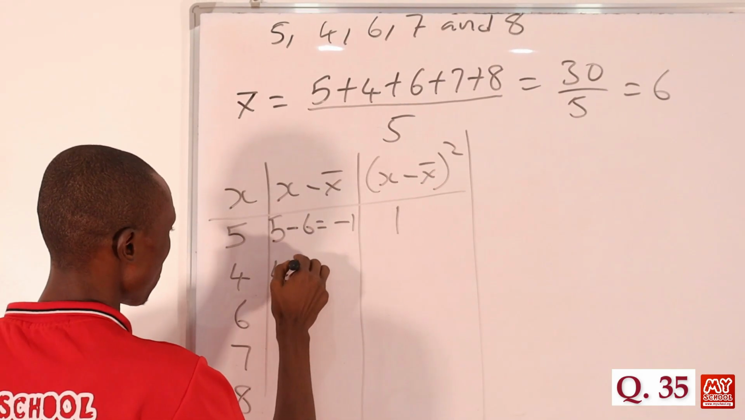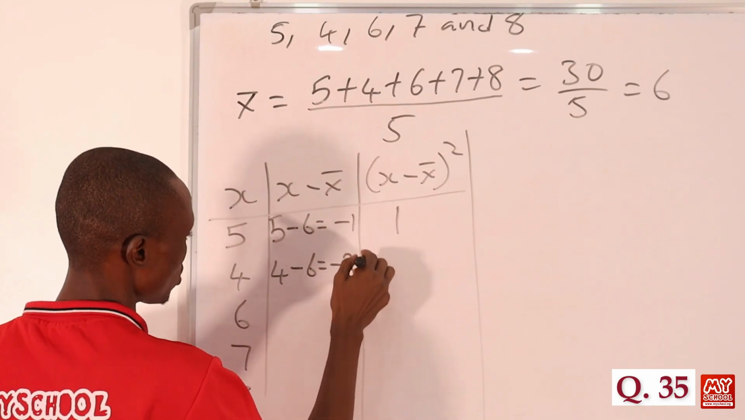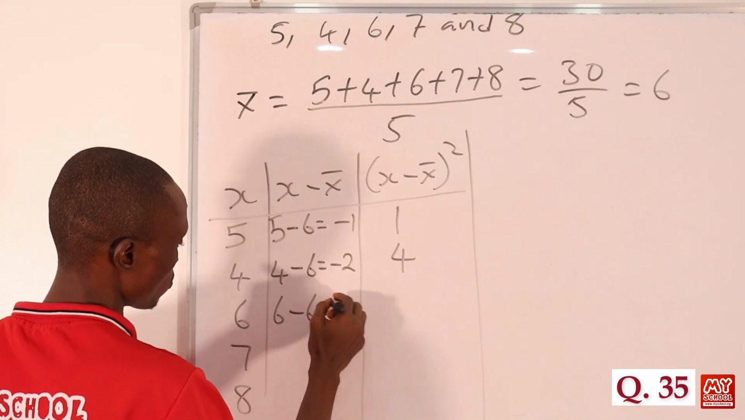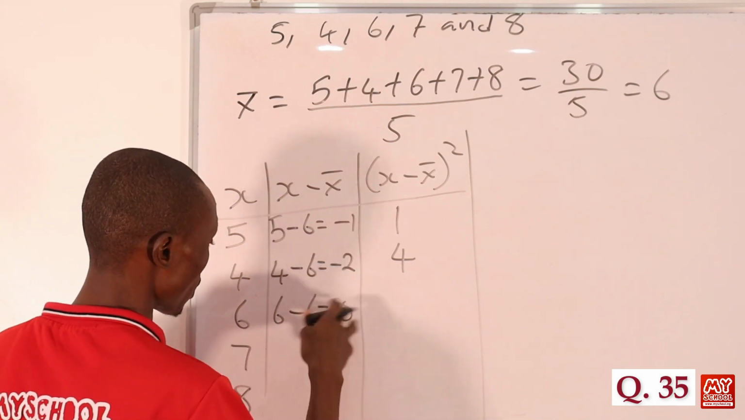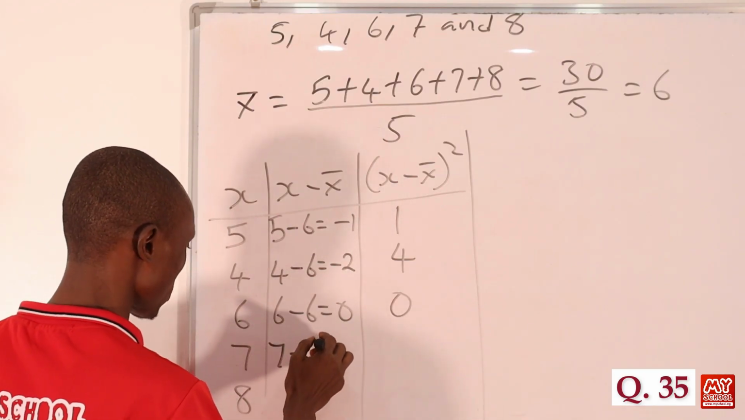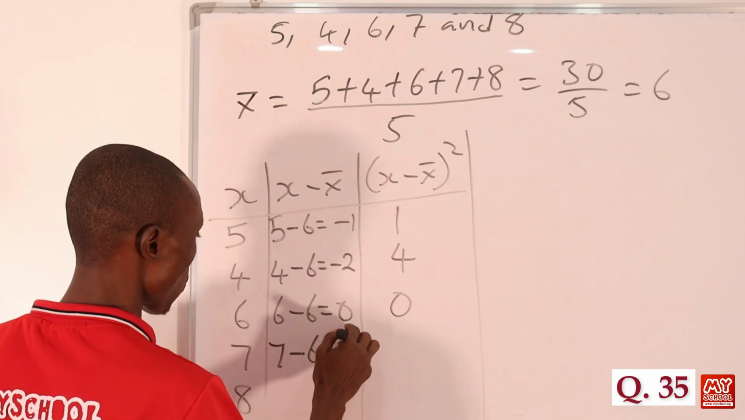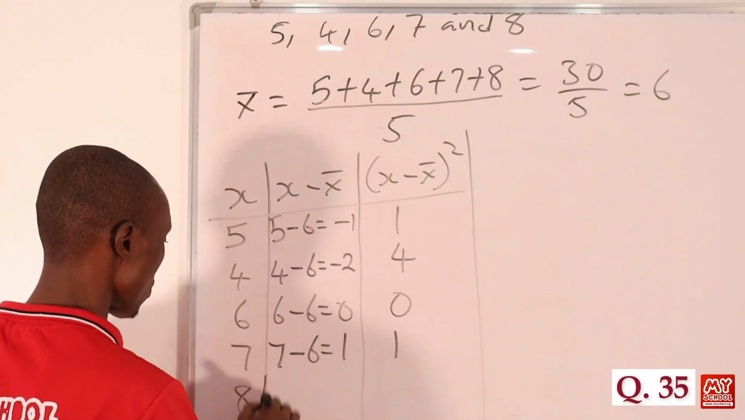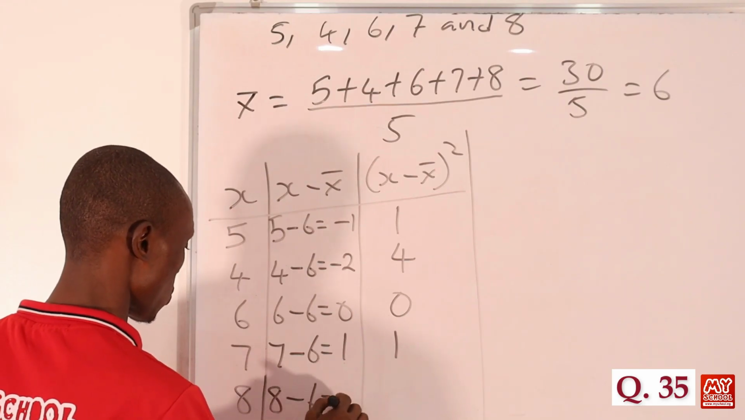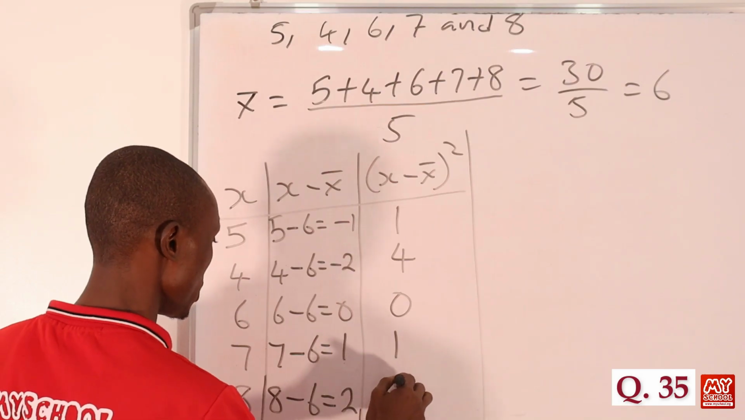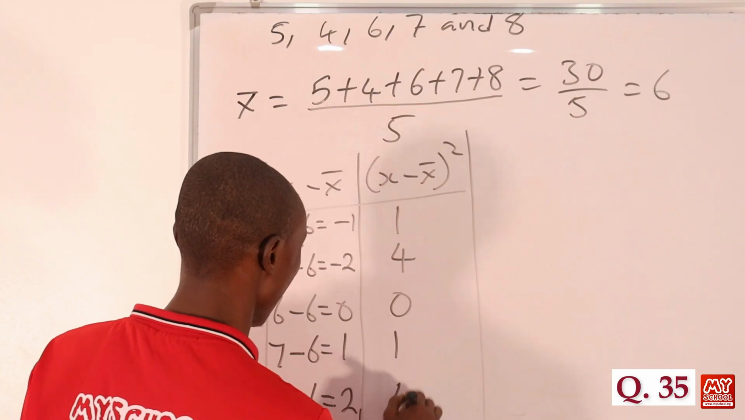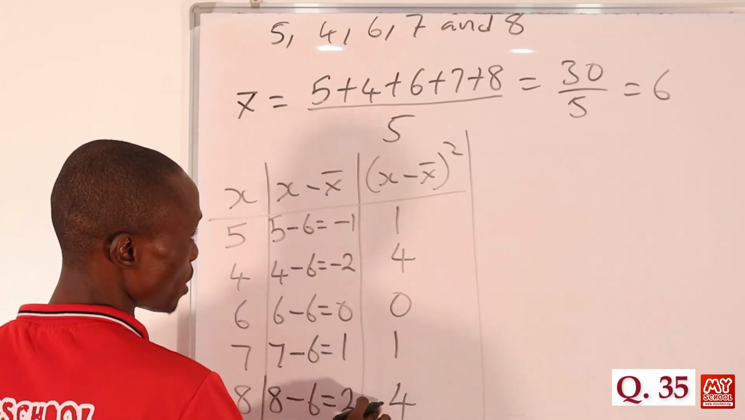Here we'll have 4 minus 6, that will be equal to minus 2, and the square of minus 2 is equal to 4. Here we'll have 6 minus 6, that will be equal to 0, and the square of 0 is 0. Here we'll have 7 minus 6, which is 1, and the square of 1 is 1. And here we'll have 8 minus 6, which is equal to 2, and the square of 2 is 4. If we add everything together, we'll have 10.